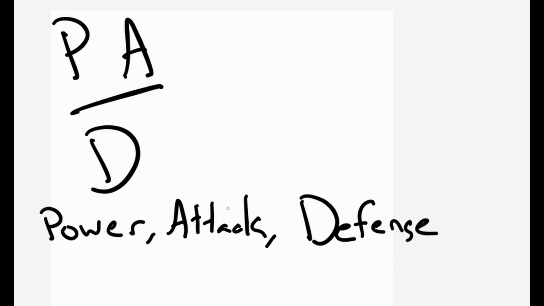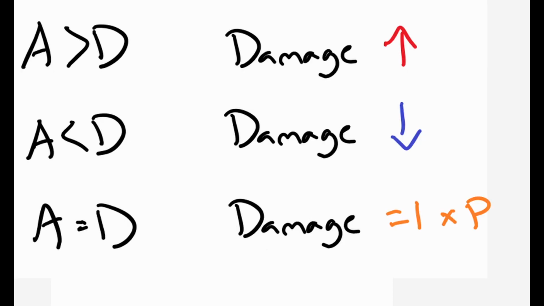Now that we got that out of the way, I'm going to approach the more straightforward PA over D. It's pretty simple actually. Which has the bigger number, the better the effect. But I'm going to look at it more analytically. There are 3 possible scenarios. The attack is higher than the defense, the attack is lower than the defense, and the attack is equal to the defense. When the attack is higher, the damage goes up. When the defense is higher, the damage goes down.